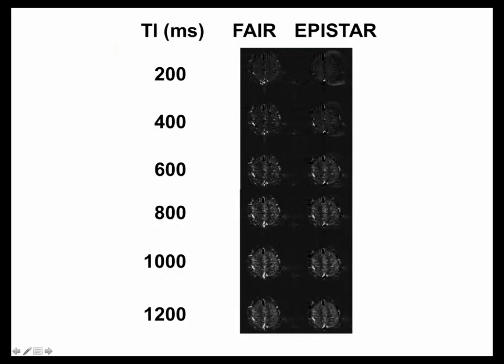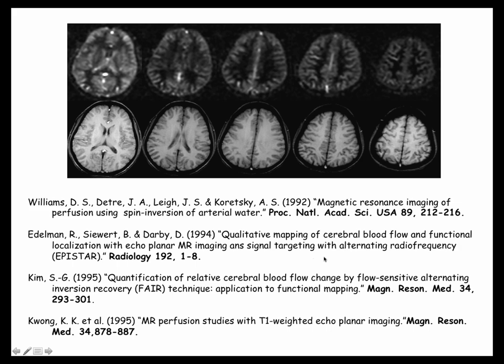And as I mentioned in the previous lecture, the longer you wait, the more you get. If you only wait 200 milliseconds, you get something that looks like angiography, the most rapidly flowing blood. If you wait a second, you get something that looks like perfusion. And these are some more recent perfusion images that are obtained. It's still not used clinically that much because the contrast to noise is still lower than if you were injecting gadolinium to get perfusion or blood volume. Here are some of the pioneering papers, though. Williams, Edelman, Kim, and Kwong.